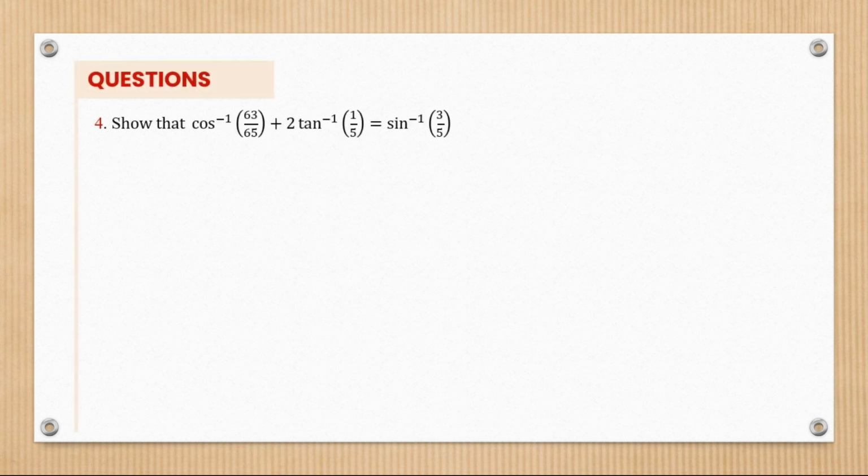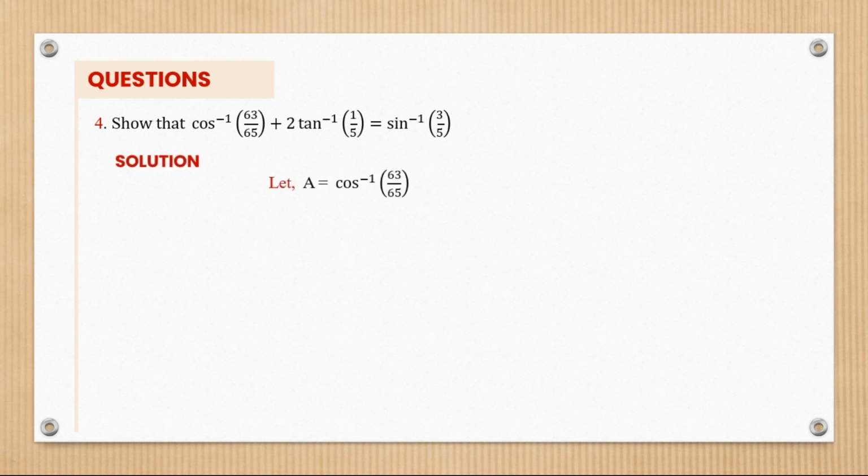Alright, so question number 4, we're being told to show that cos inverse of 63 over 65 plus 2 tan inverse of 1 over 5 is equal to sine inverse of 3 over 5. So this is now a proof question. So this is going to be different. That means we're going to be proving from one side into the other. So now let's see what we shall do.